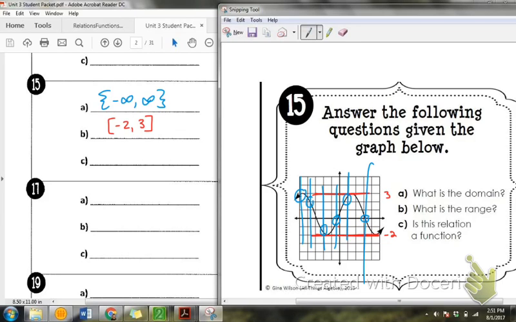It's only ever going to touch one time. If we did it the other way, it wouldn't be. Correct. Good. If we did the horizontal line test, which means that it would be one to one, which we're not going to get into today, but yes, good idea.